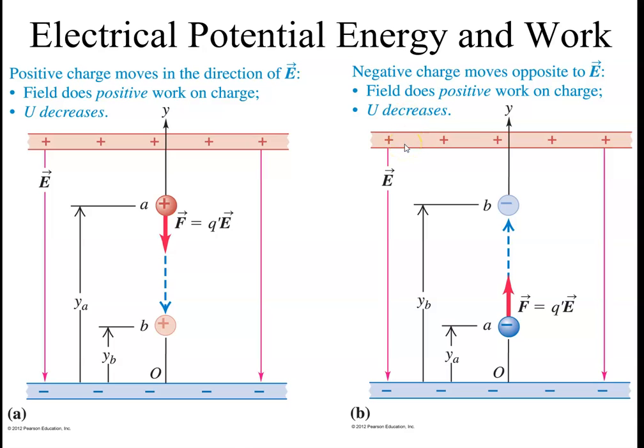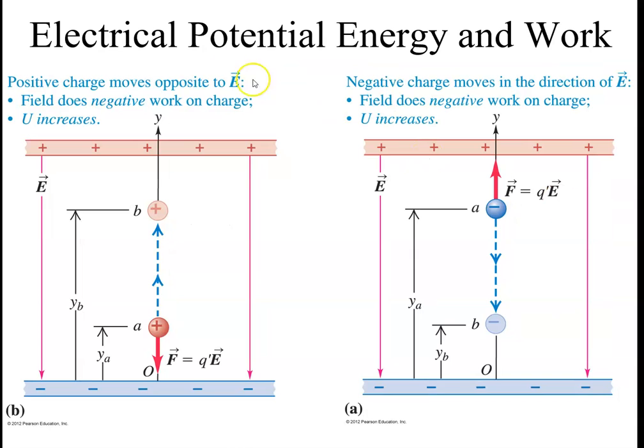But if we do something to make them move against that, say we have a positive charge that's all the way down here, and we push it up here, well, in that case, the field is doing negative work on the charge, and we increase the electrical potential energy. We basically store energy right here. It's like lifting up that skateboarder. So electrical potential energy increases when the field does negative work, when we move something against the field.